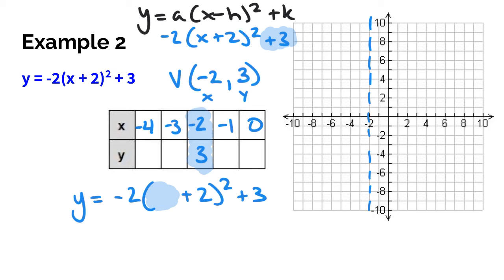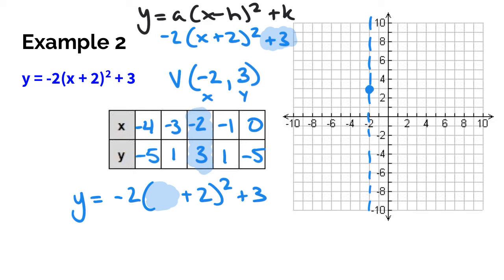Nice thing about vertex form, unlike standard form, is notice that when I have the full vertex form equation, I only have to input x once instead of twice. And for my outputs, I would then get -5, 1, 3, 1, and -5. So now I can plot my points. Now my vertex is shifted left 2 and up 3. So notice the 2 and the 3 are going to tell me where that vertex shifts.